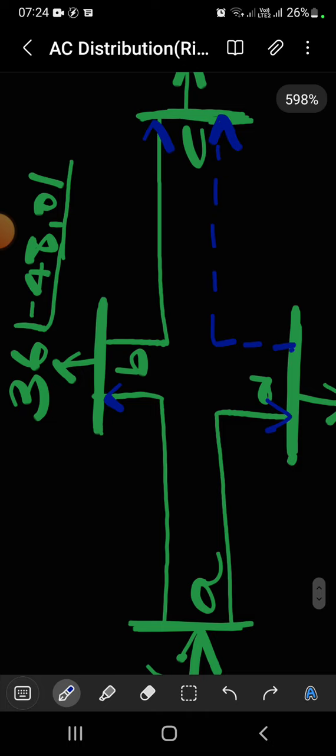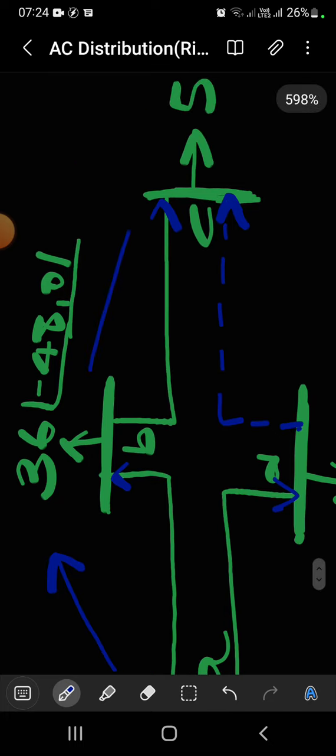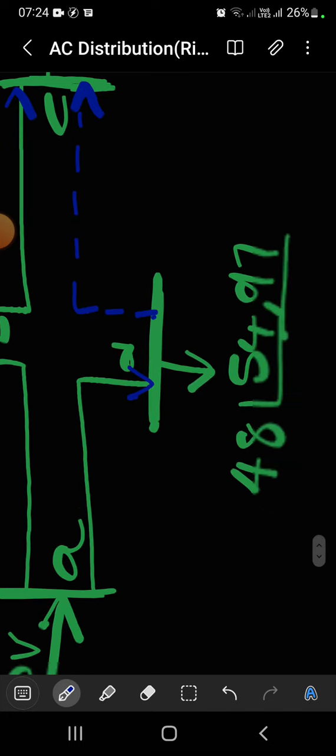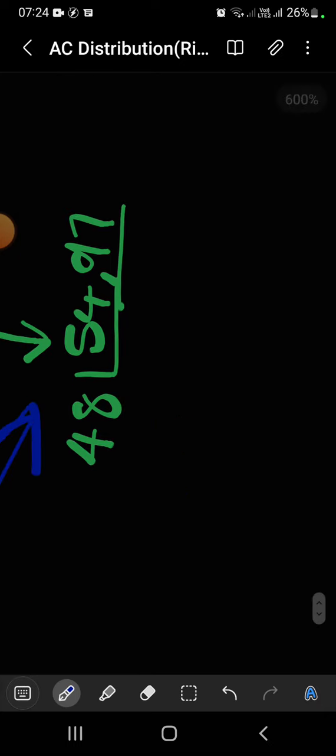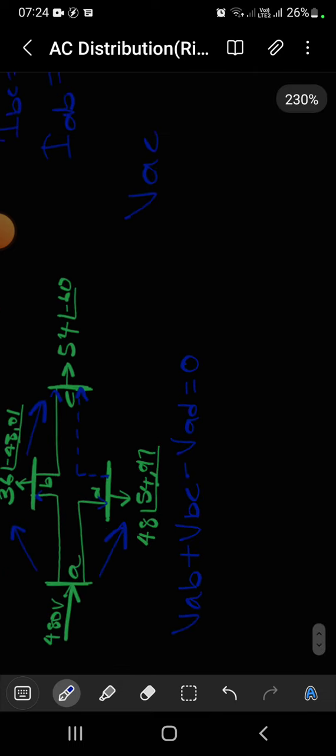You see the arrow from A to B, meaning voltage AB goes in that direction, voltage BC goes in that direction, but voltage AD goes in the opposite direction. That simply means VAB plus VBC minus VAD all equals 0. Kirchhoff's voltage law. You see it, don't you?